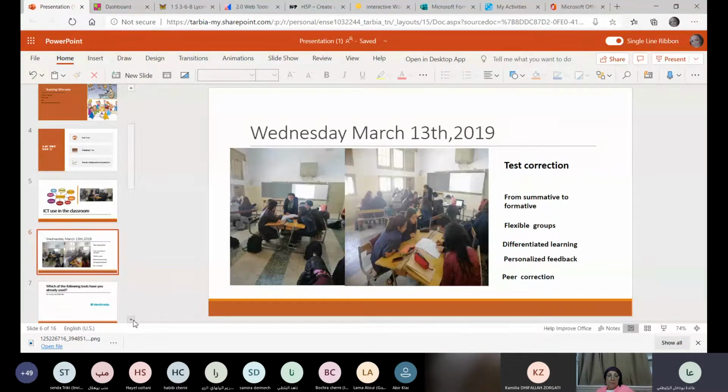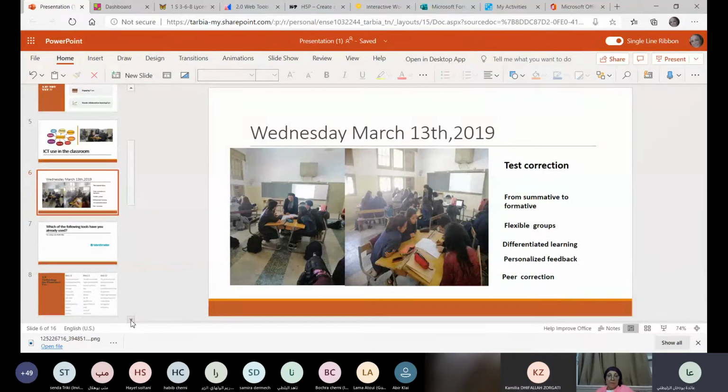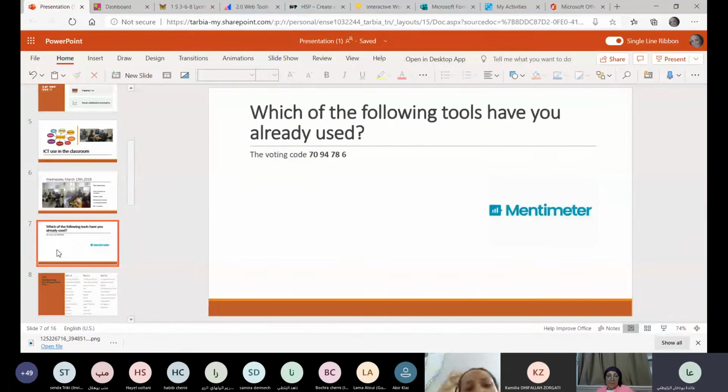Good. So I have a Mentimeter for you, because I'm going to move to the second part, which is the COVID-19, the confinement, and here you will find the reason why I used a blessing in disguise. Okay, so I will hand you the code.